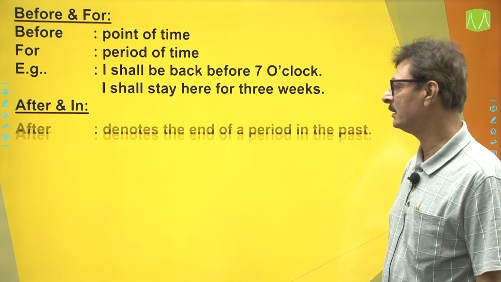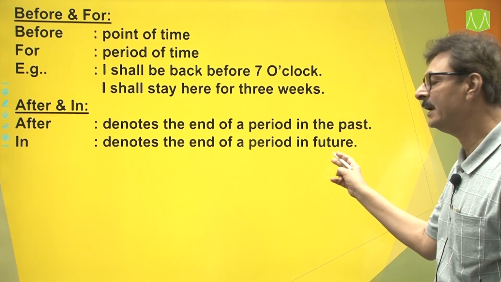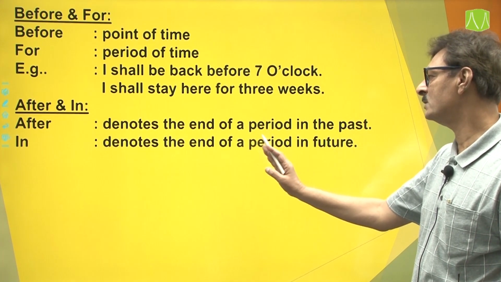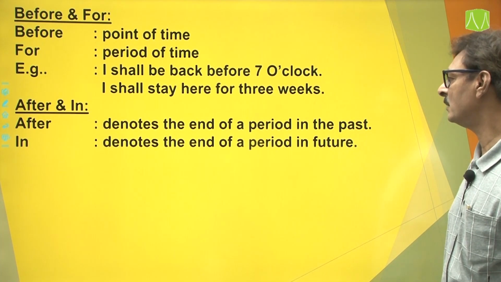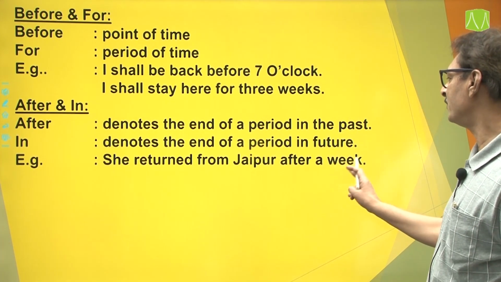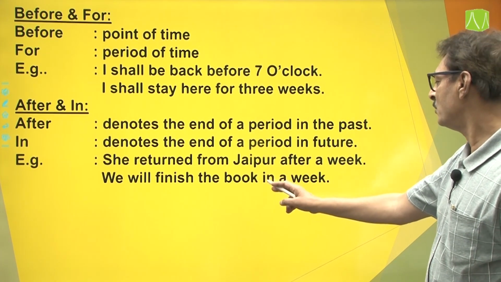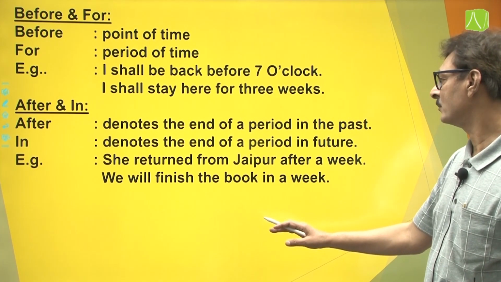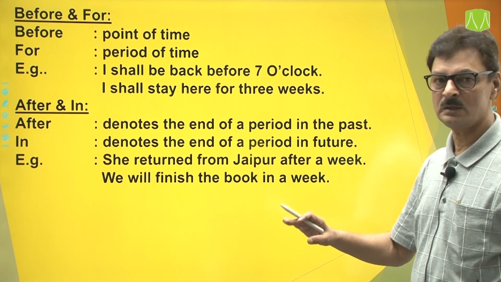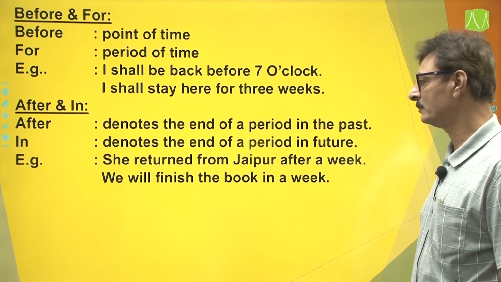Next is after and in. After denotes the end of a period in the past, whereas in denotes the end of a period in future. Please remember this, ध्यान रखना इस चीज को. After and in कभी कभी confusion हो जाता है. She returned from Jaipur after a week. Past की बात कर रहे हैं. She will finish the book in a week. This is talking about the past and this is talking about the future. एक हफ्ते के अंदर मैं इसको खत्म कर लूंगा, in future. And this, she returned from Jaipur after a week, somewhere in the past.